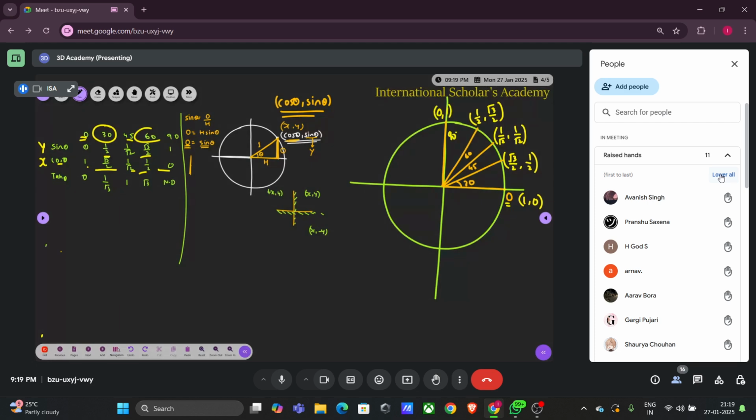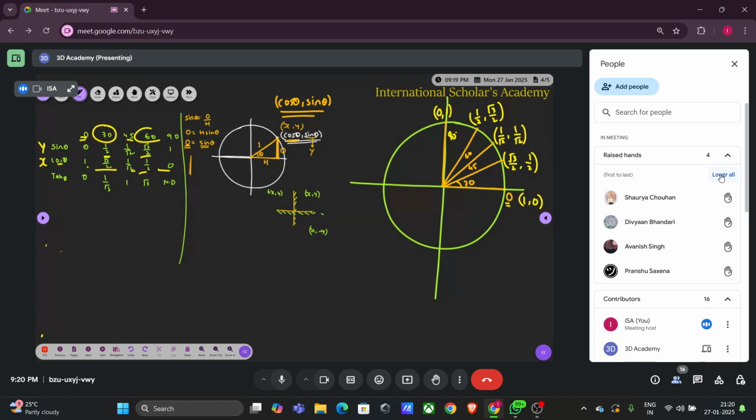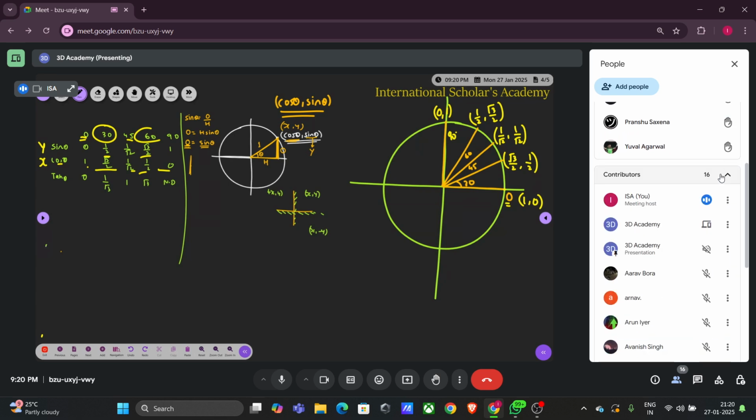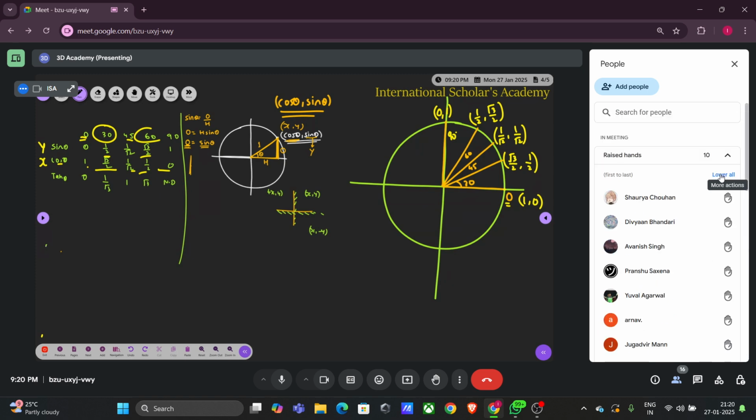How many of you understood this logic? Please raise your hands. कुछ भी नहीं किया मैंने बस जो टेबल मेरे सामने लिखा हुआ है उसी को उठाके यहां पे सर्कल में पुट कर दिया. Only 6 students. What about others? Ryan, Arun, Shardul, Pranshu. Yes or no, guys? Correct?